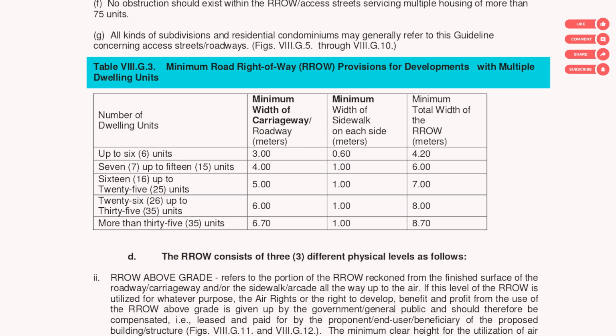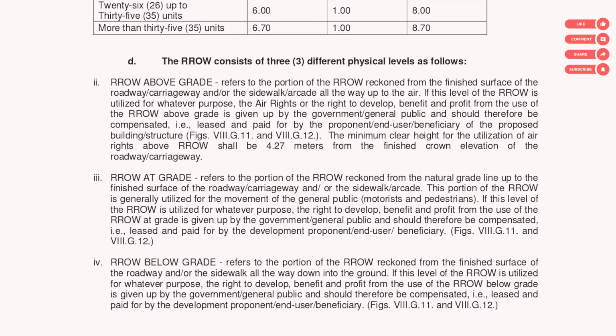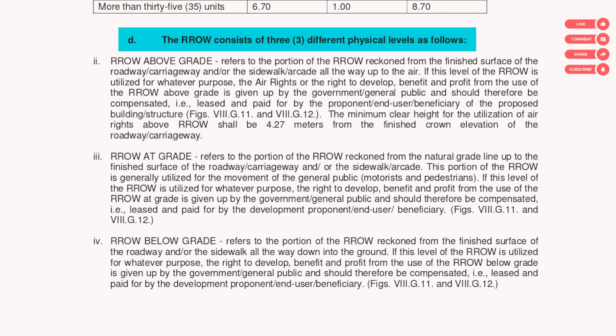Okay, and like I said kanina, this is just the carriageway component. Meron pang sidewalk required on each side, bringing up the total to more than 3, magiging 4.2, etc. Pero, yeah, this is the table. This table tells you how wide the right of way needs to be for interior lots. Okay? So there's that. Okay, I'll move on to the next concept, the three road right of way levels.